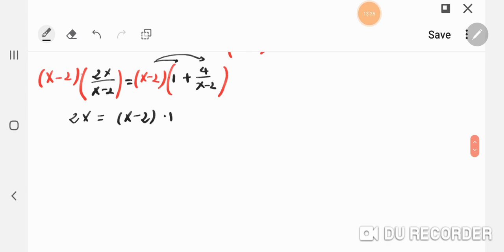That means x minus 2 plus x minus 2 times 4 over x minus 2. So 2x equals x minus 2. And the x minus 2 cancel out from each numerator and denominator, so what we have is only 4.